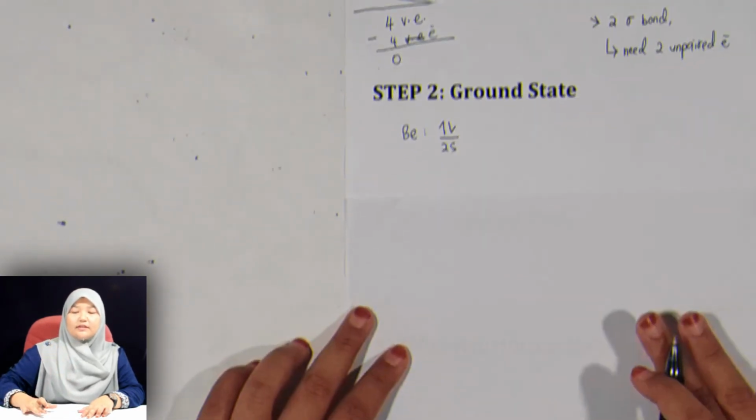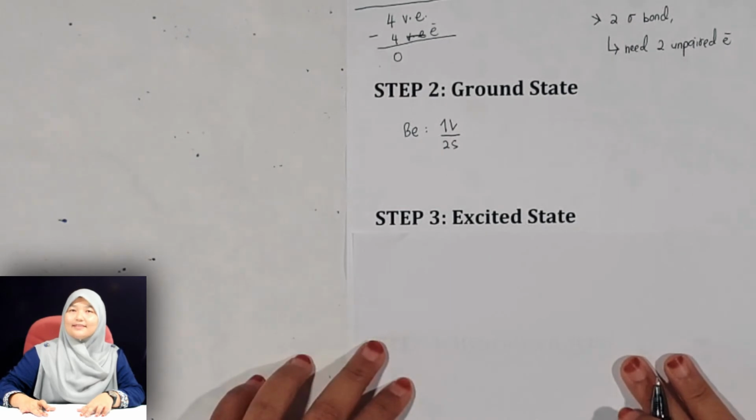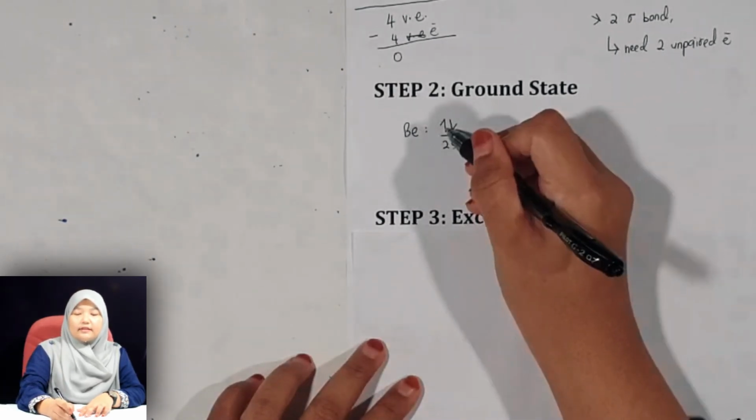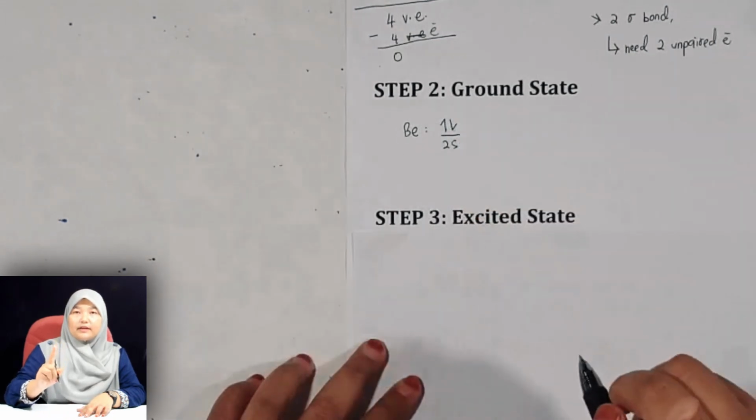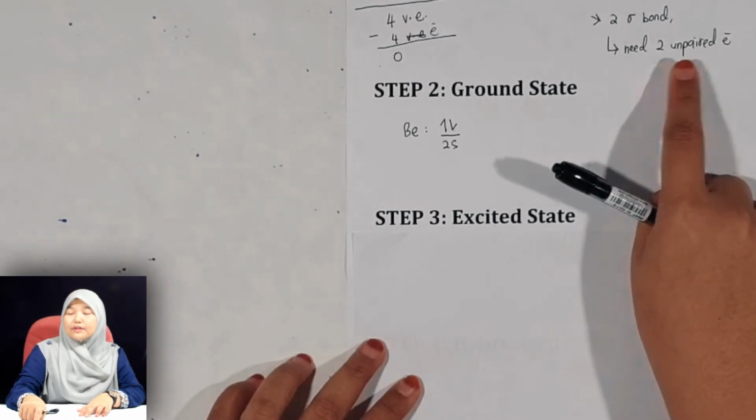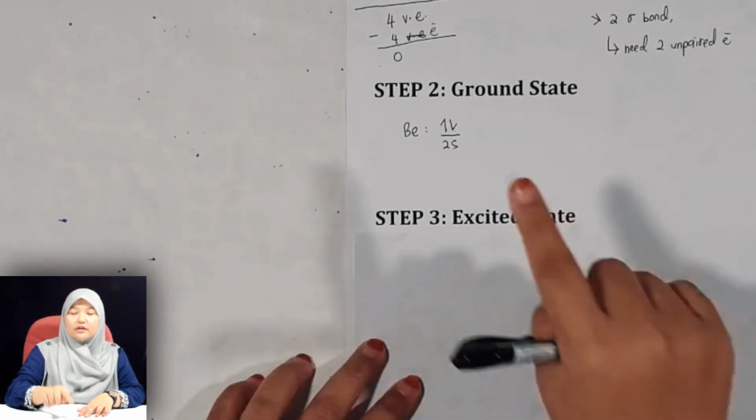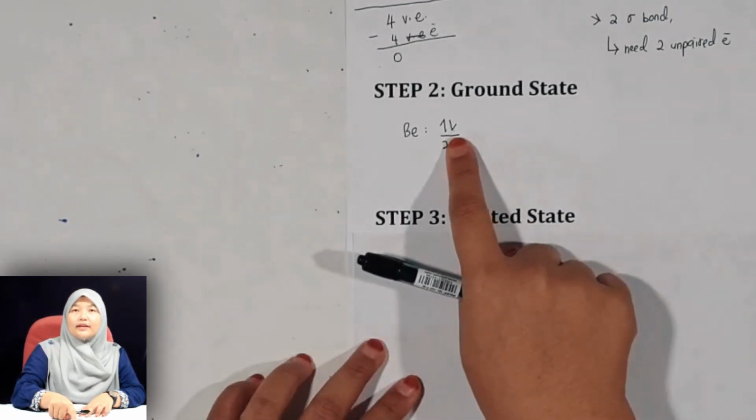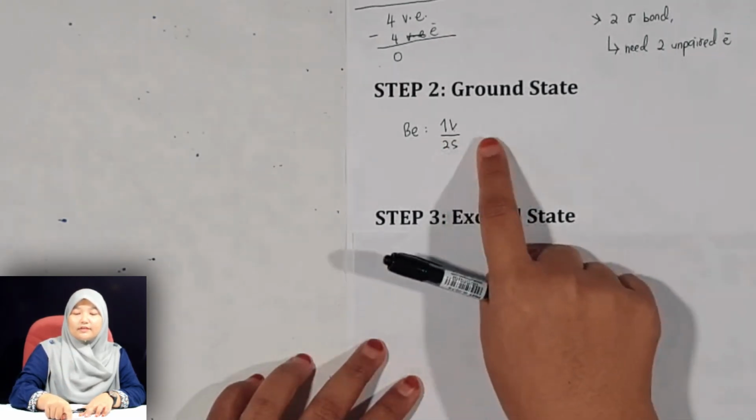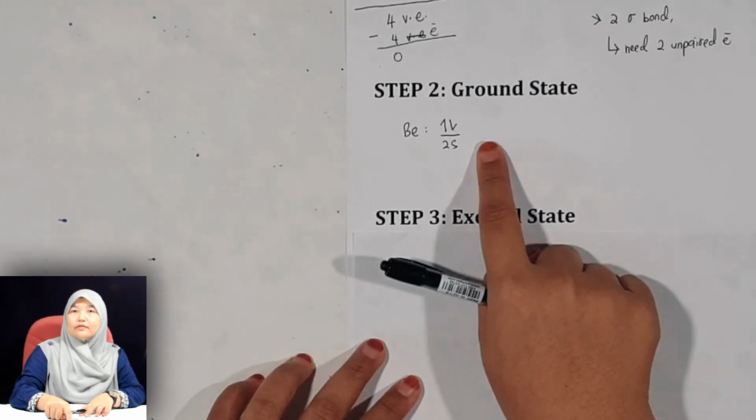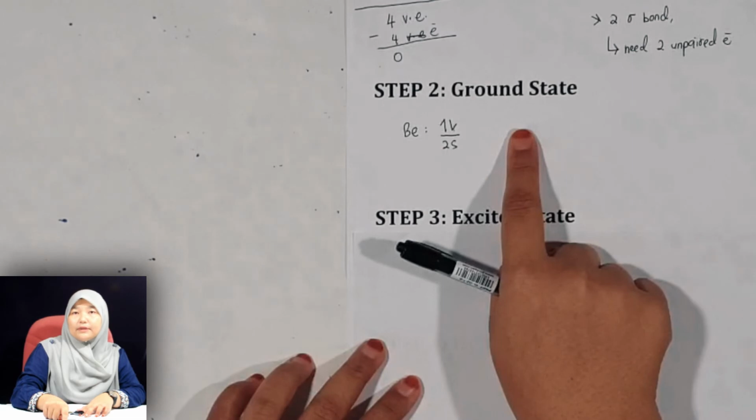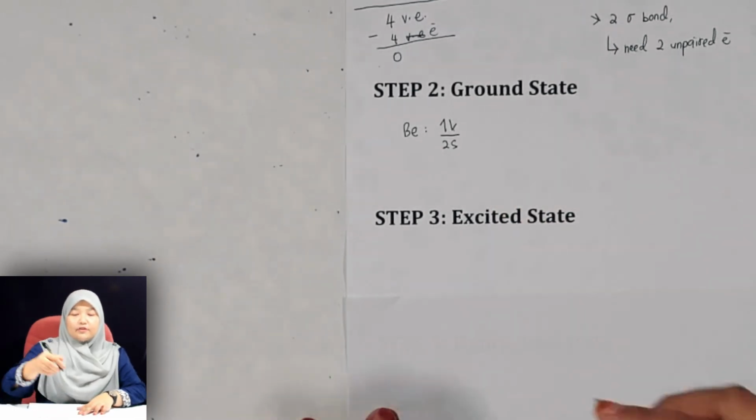Itu perlunya step yang ketiga, excited state. So, di 2s ada 2 elektron yang berpasang. Jadi, kalau saya memerlukan 2 unpaired elektron, maksudnya 1 elektron akan excite. Excite pergi mana? So, jangan lupa, lepas 2s kita ada 2p orbital. So, 1 elektron ni akan excite pergi 2p. So, excited state of Be.